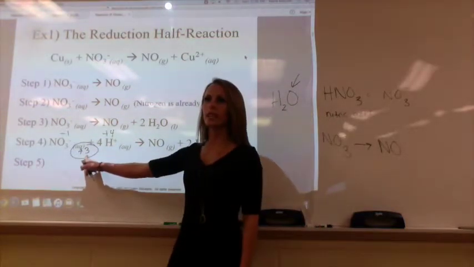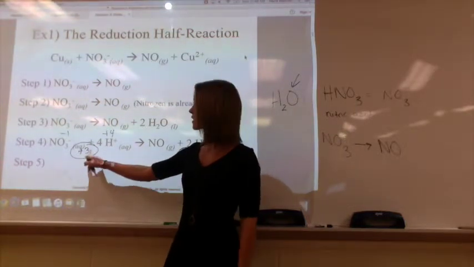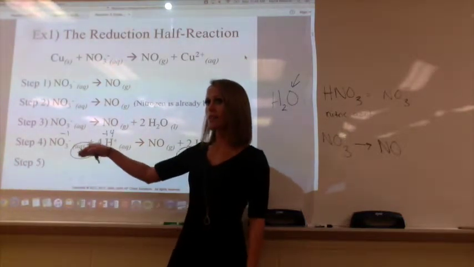So how do I get rid of this charge? How many electrons do I need to add? 3 electrons. Electrons are negative, so they take away positive charge. So if I add 3 electrons to the left side, then I did this right.